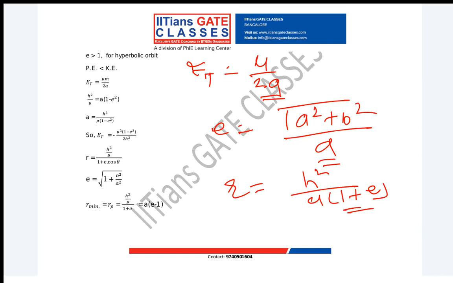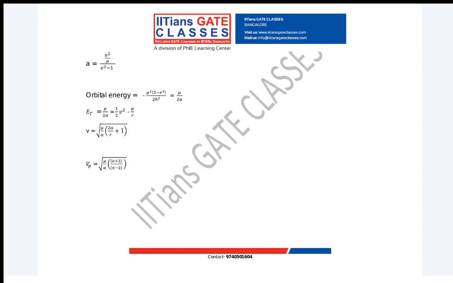So we can find R minimum. R minimum is H square upon mu into 1 plus E, or it is also known as A into E minus 1, because E is greater than 1. So finally you guys can get this. The remaining part is all mathematical, but what is important for me is mu upon 2A, the orbital energy per unit mass, and it is equal to V square by 2 minus mu by R. So from here we can see the velocity at any radius R in a hyperbolic orbit.